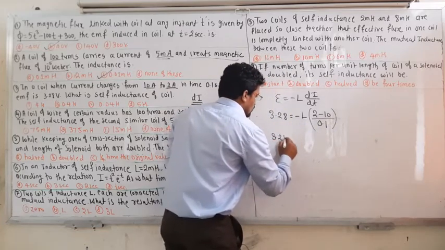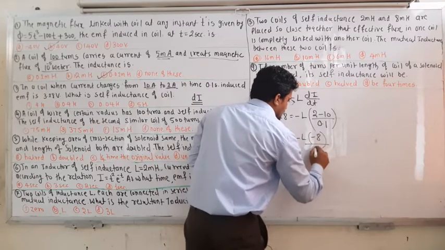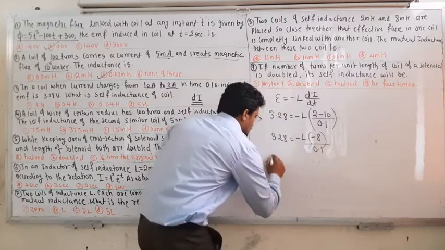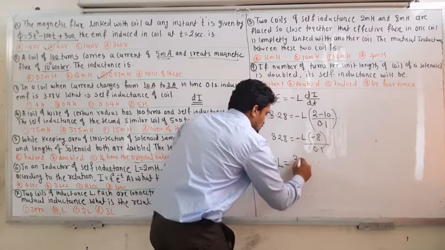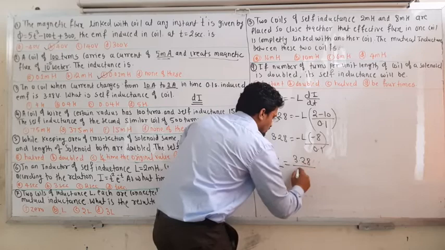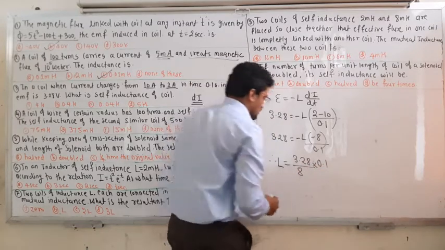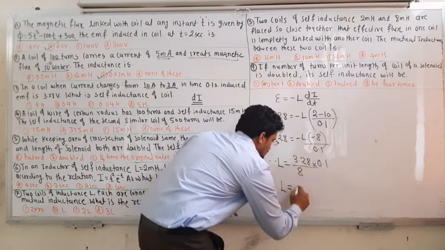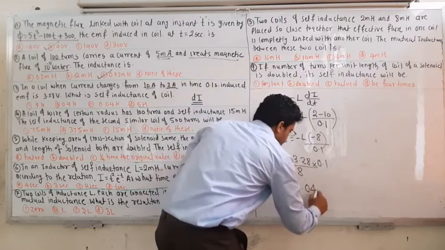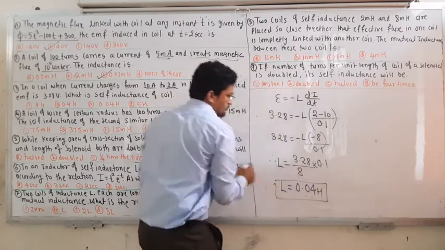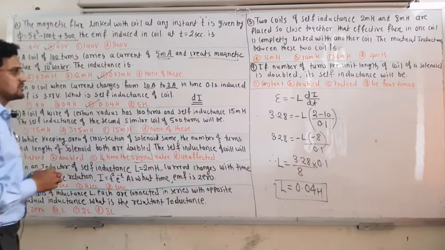So 3.28 is equal to minus L into minus 8 divided by 0.1. So here minus into minus will be plus, so L is equal to 3.28 divided by 8 multiplied by 0.1. If you solve this, you will get exactly 0.04 Henry. So this is how you have to solve this question. So option C is correct.